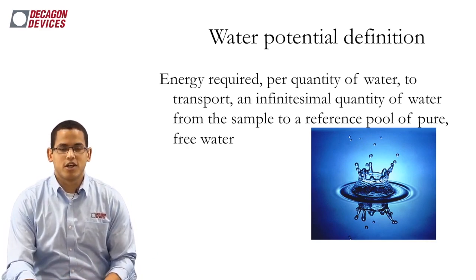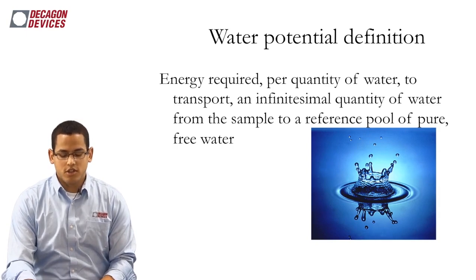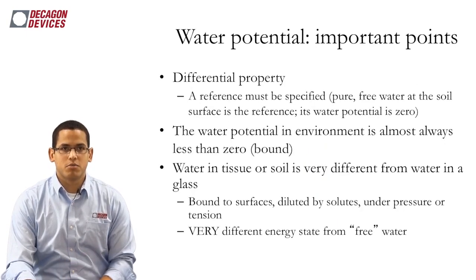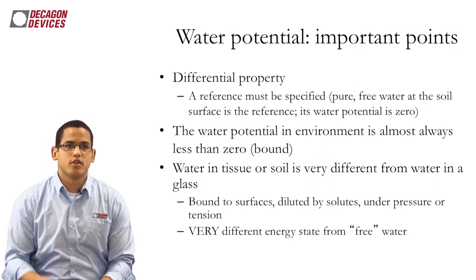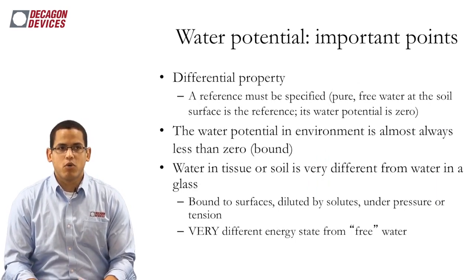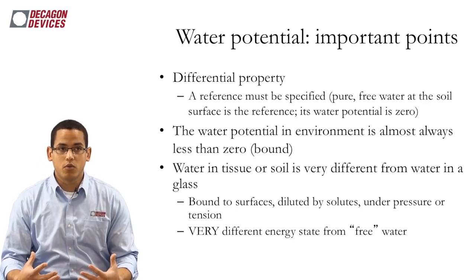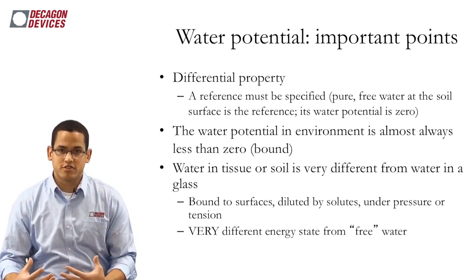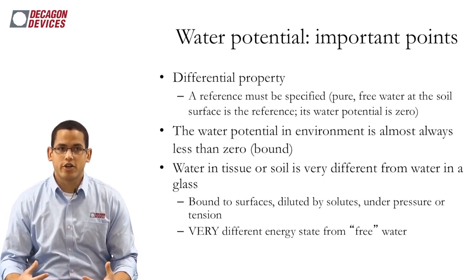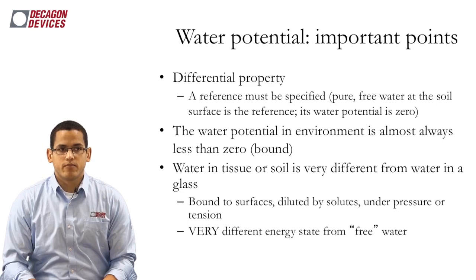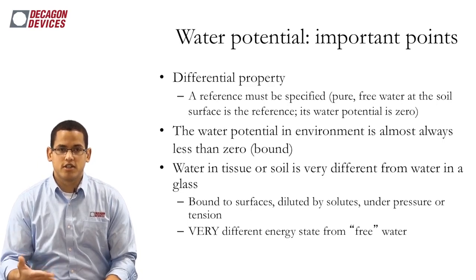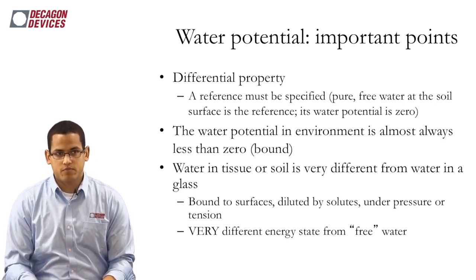Water potential has a lot of applications in soils, and it's an important property to understand. Some important points about water potential. Water potential is a differential property, so a reference must be specified. In soils, we use pure free water at the soil surface as a reference, and at this point its water potential would be 0. As the soil dries, we tend to get negative values from that point.